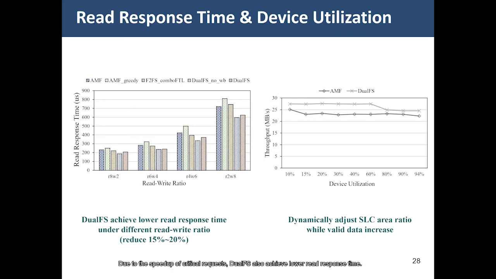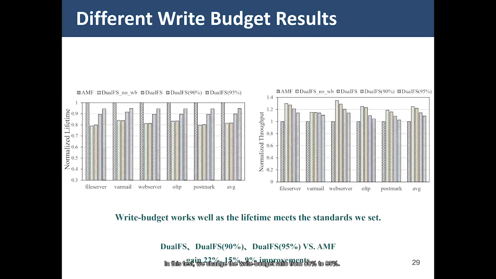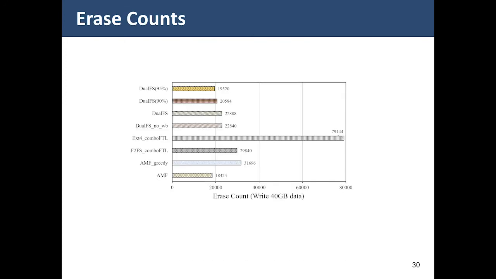Due to the speed up of critical requests, DualFS also achieves lower read response time, and the right figure points out the dynamic adjustment of the SLC area. In this test, we changed the write bucket ratio from 80% to 95%. The write bucket scheme works well, as the lifetime meets the standard we set for it. This is also the write bucket result for different FS in terms of erase count. We can see that a stricter write bucket has fewer erase counts.